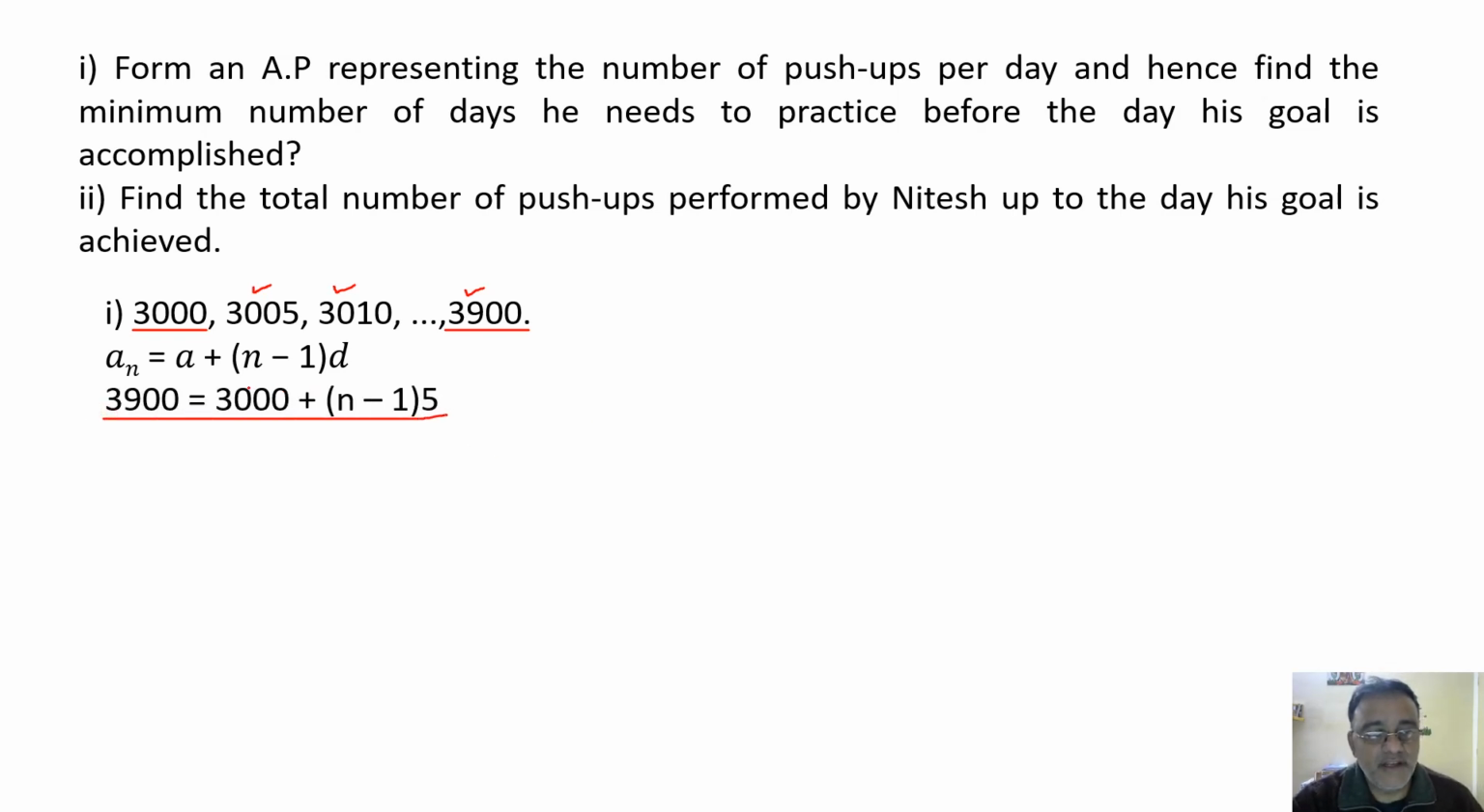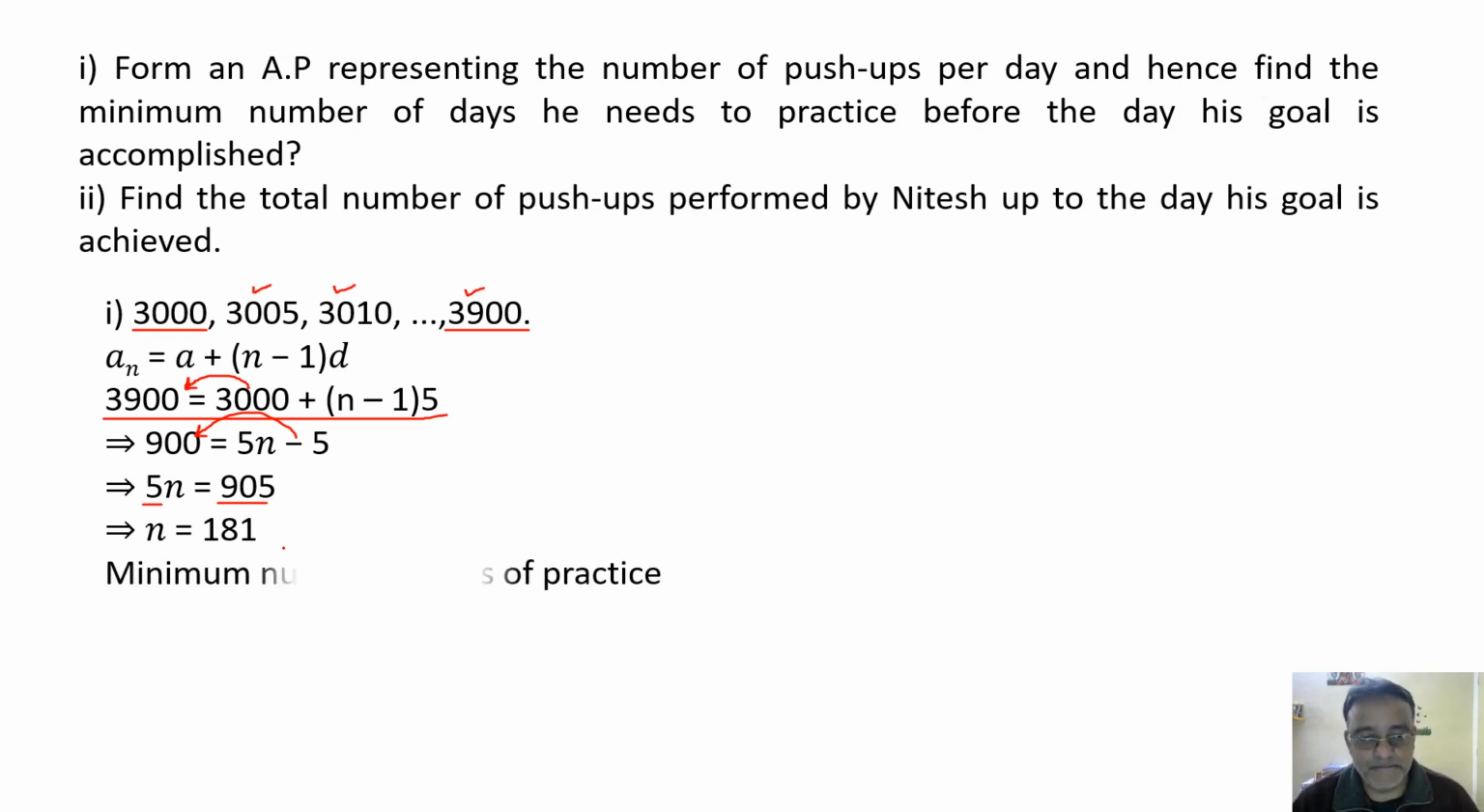Yes, sir. Okay, now 3000 यहाँ पे shift करो. So you'll get 900 is equal to 5n minus 5. Again minus 5 को यहाँ shift करो. It will become 900 and plus 5 हो जाएगा 905. Now divided by 5. So we'll get 181, right. So minimum number of days of practice will be n minus 1. ठीक है, 180 days. Why we subtracted 1?